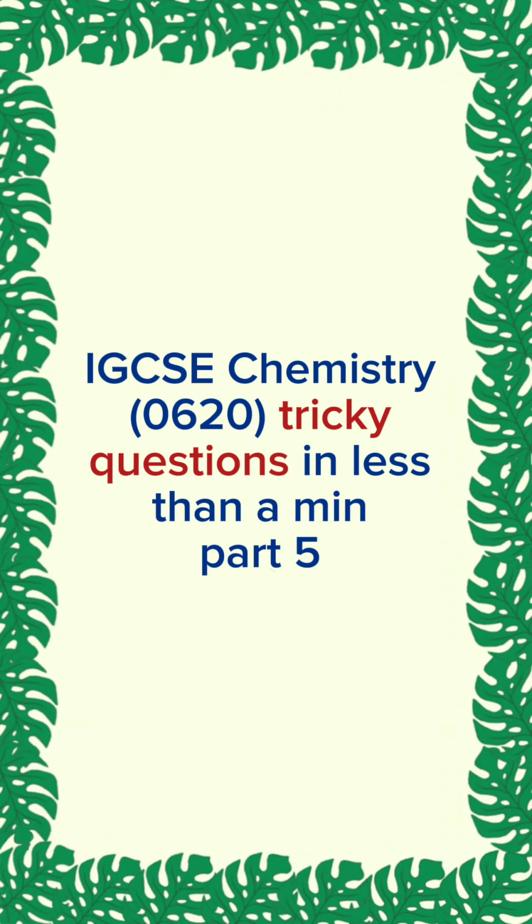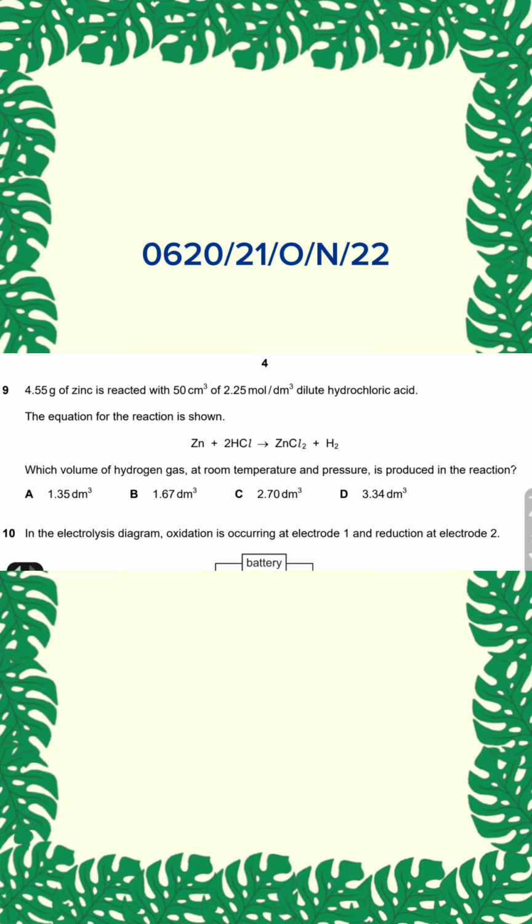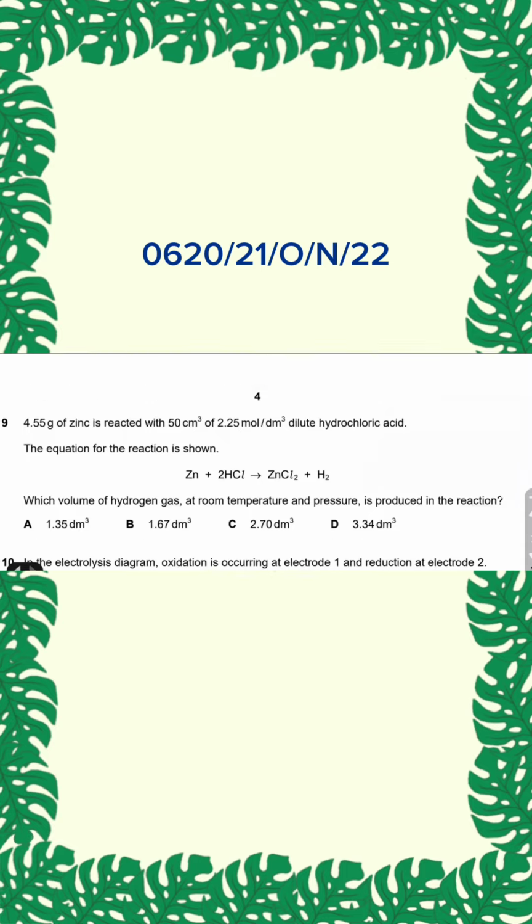Chemistry tricky questions in more than a minute this time, because I found our first hard question. 4.55 grams of zinc is reacted with 50 cm³ of 2.25 mol/dm³ dilute hydrochloric acid. The equation for the reaction is shown. Which volume of hydrogen gas at room temperature and pressure is produced in the reaction?